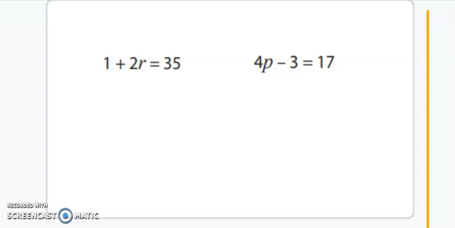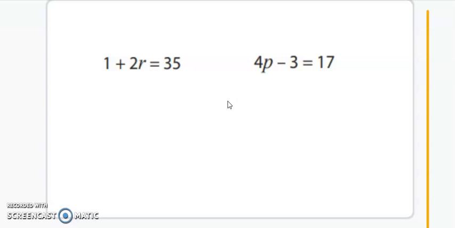So, as you guys know, we have a quiz tomorrow on two-step equations. So I wanted to give you guys something to practice and just review over, if you chose to, before the quiz tomorrow. So, we're gonna solve these two problems right here, and hopefully that should be enough for you guys to review.